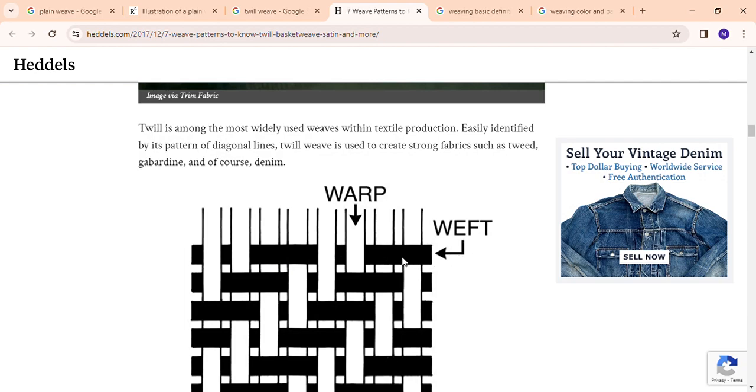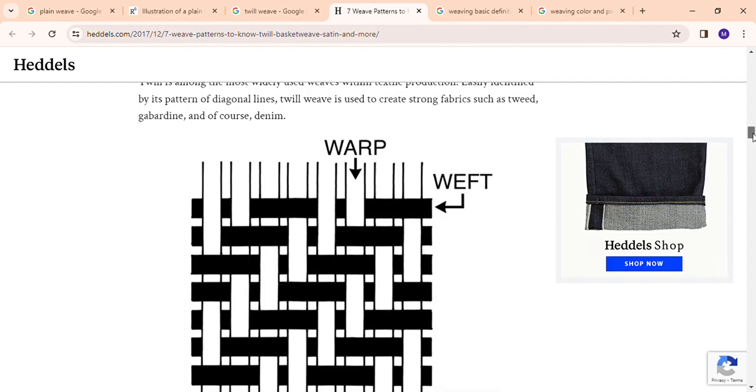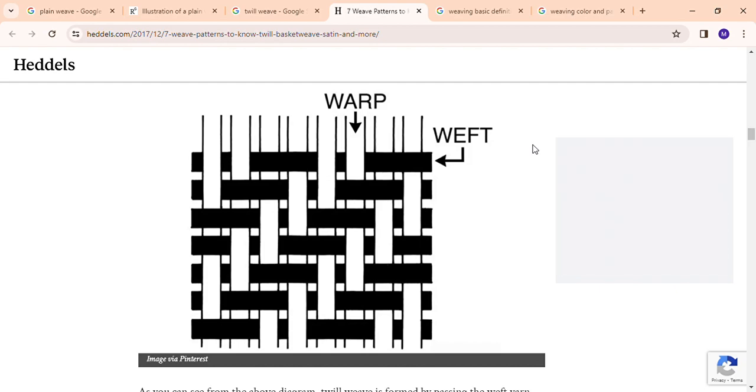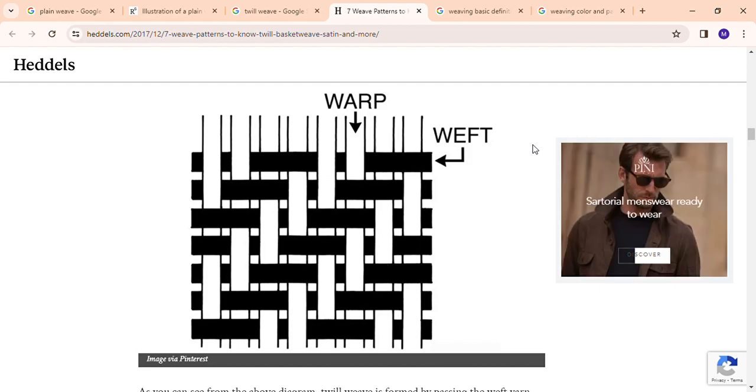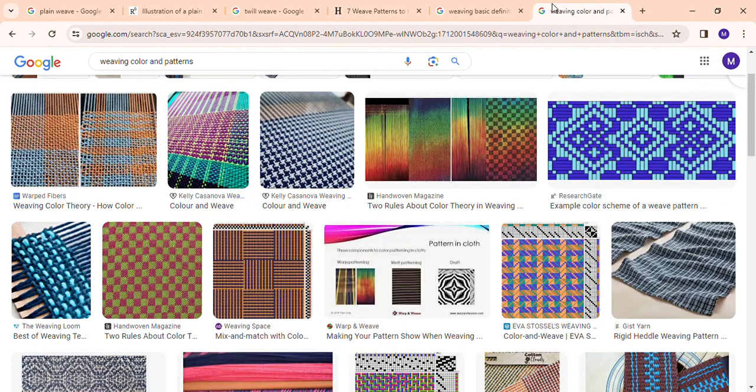How we use the weft, the warp will respond accordingly. So I can tell you in smart words: two down, two up, then two down, two up. Plain weave is one up, one down, and twill is two up, two down, two up, two down. It is a form of staircase, like a staircase. Let me show you on Google.